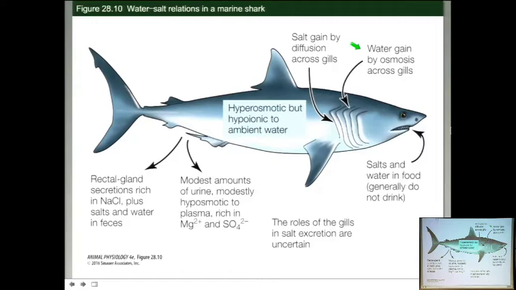And they are urinating modest amounts of modestly hypoosmotic urine that's rich in magnesium and sulfate. So they're excreting magnesium and sulfate in their urine, and they have a rectal gland, that's their salt gland, that gets rid of sodium chloride, and they also are losing salt and water in the feces. So the salt coming from the rectal salt gland and water from the feces is a way of getting water out. The exact roles of the gills in salt excretion are not really known very well.